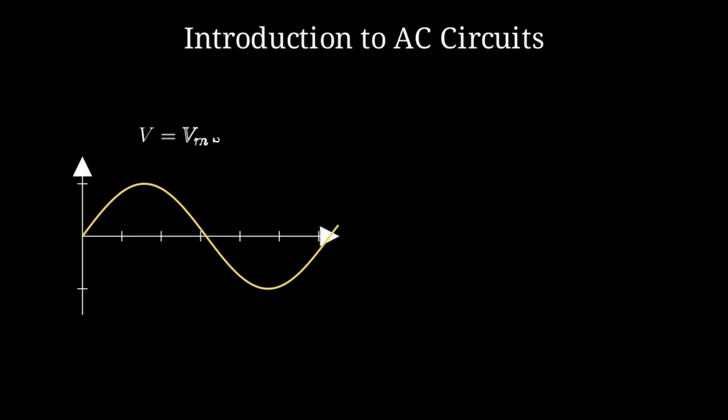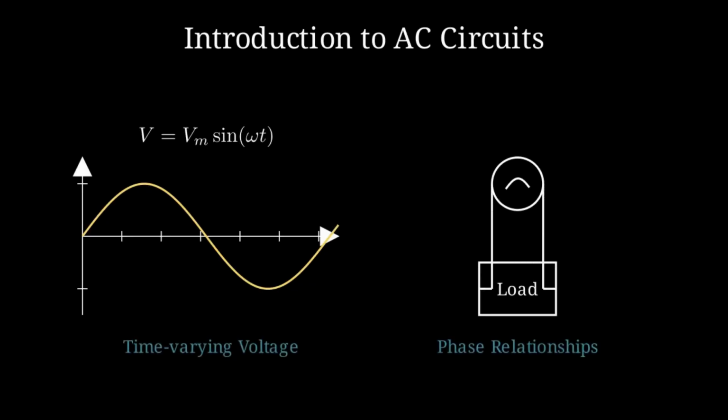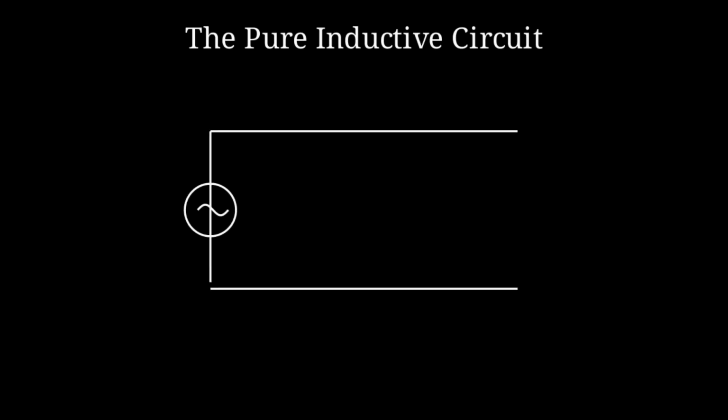In direct current, electricity flows in one direction. However, with alternating current, the voltage and current change over time. Today, we explore how pure inductors and capacitors react to these changes, focusing on the phase difference between voltage and current. A purely inductive circuit contains only an inductor and an AC source.